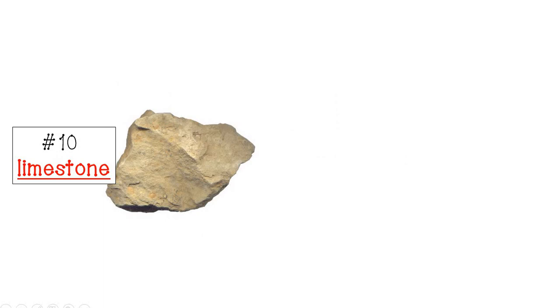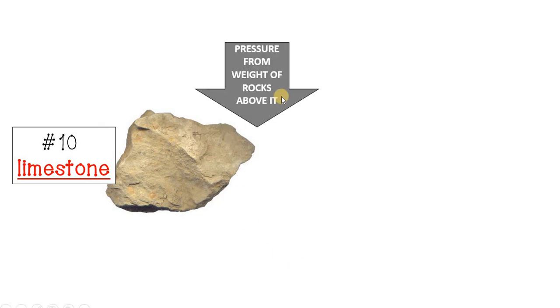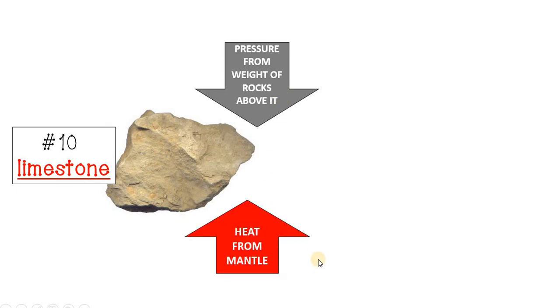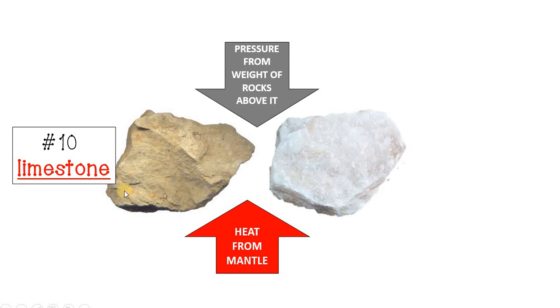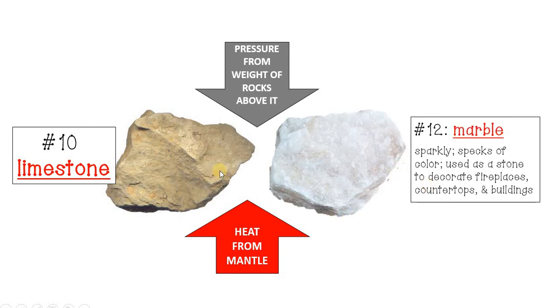The last type of metamorphic rock we're going to look at will start as number 10. So rock number 10 is our limestone. Remember, that's made out of the dead seashells at the bottom of an ocean floor. We'll add pressure from the weight of rocks above it and heat from the mantle as it goes deeper and deeper down into the Earth's crust. And this one has a pretty distinctive color change here. Number 10 limestone, when it adds pressure and heat to it, turns into the metamorphic rock sample number 12, which is marble.